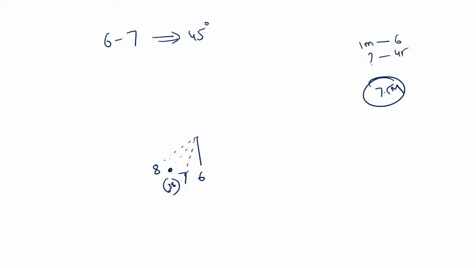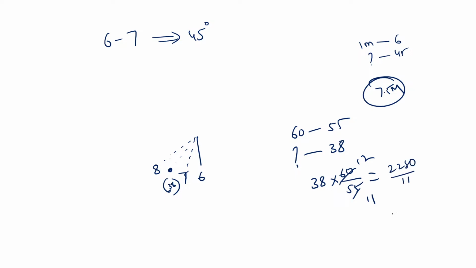So you are going to calculate like this: 60 equal to 55, and I want only 38 equal to how much? 38 into 60 by 55. Just do the calculation, you will get your answer. Like 12 by 11, 38 into 60 by 55. So it is around 41.45. So I will take 2280 by 11.